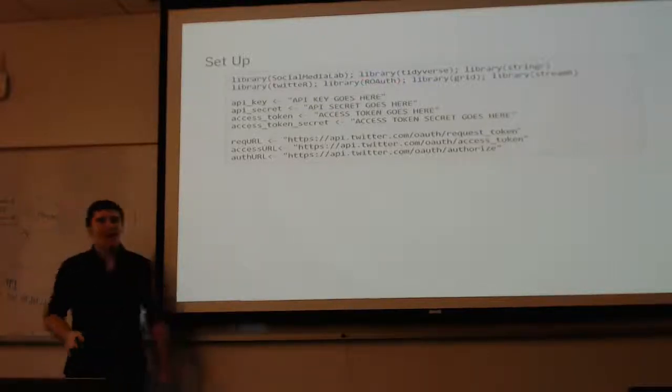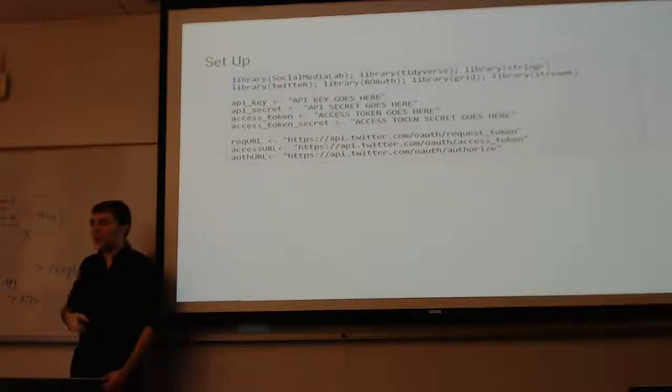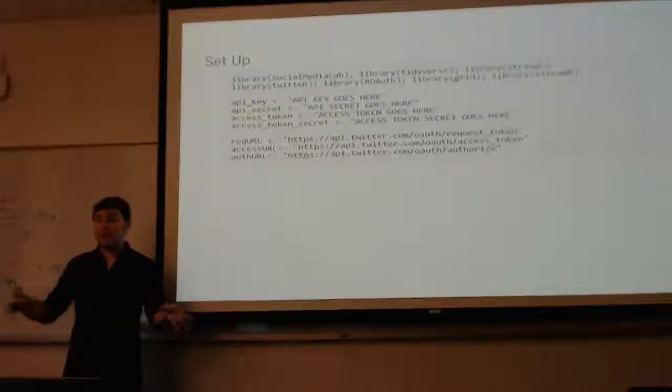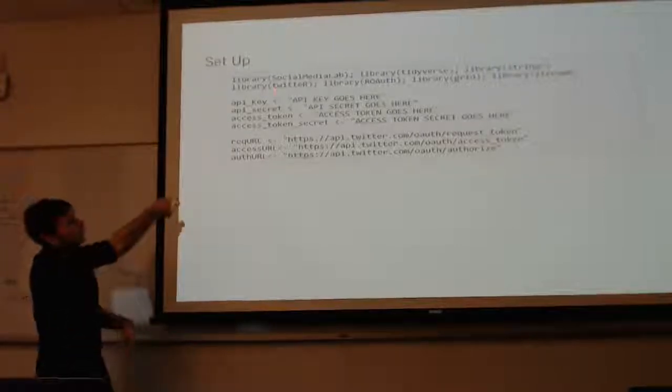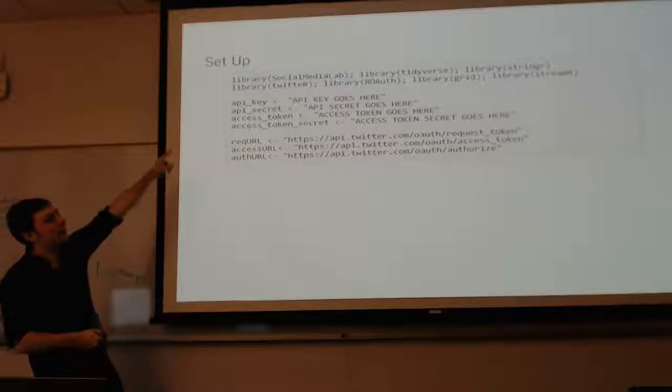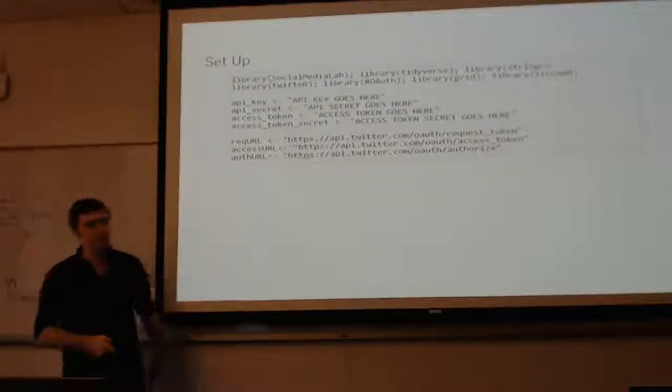ROAuth is an authentication package for R that lets it exchange credentials using API keys with a lot of different things, Twitter included, but it also works with Facebook, Instagram, all that kind of stuff. And then I've got the twitteR package here, and I don't actually know if I'm calling anything in that except stuff that's going into Streamer, but it's up there.